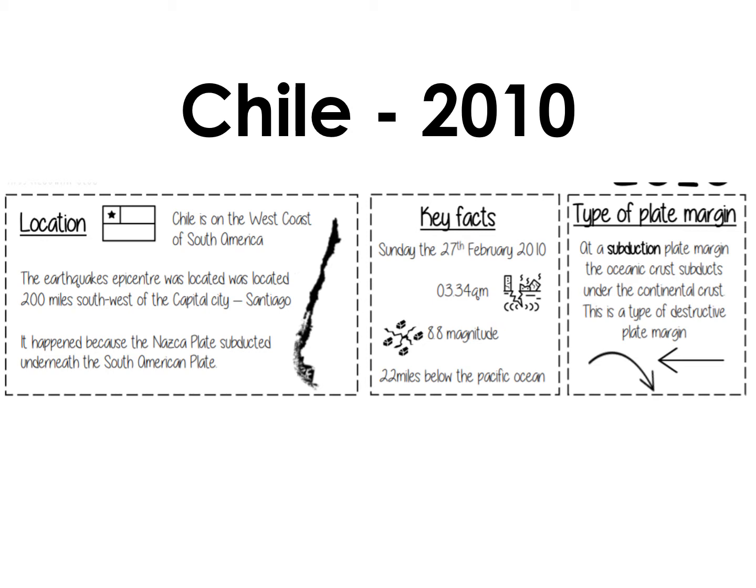One plate, the oceanic crust, subducts or dives under the continental crust, and as it ducks under, it goes back into the earth and kind of melts away into the magma under the planet. This is a destructive plate margin, and it often causes earthquakes. Key facts in the middle of the screen. It happened on Sunday the 27th of February 2010. It was an 8.8 magnitude quake, 22 miles below the Pacific Ocean. And then the shockwaves would have been felt rising up through the land into the city.